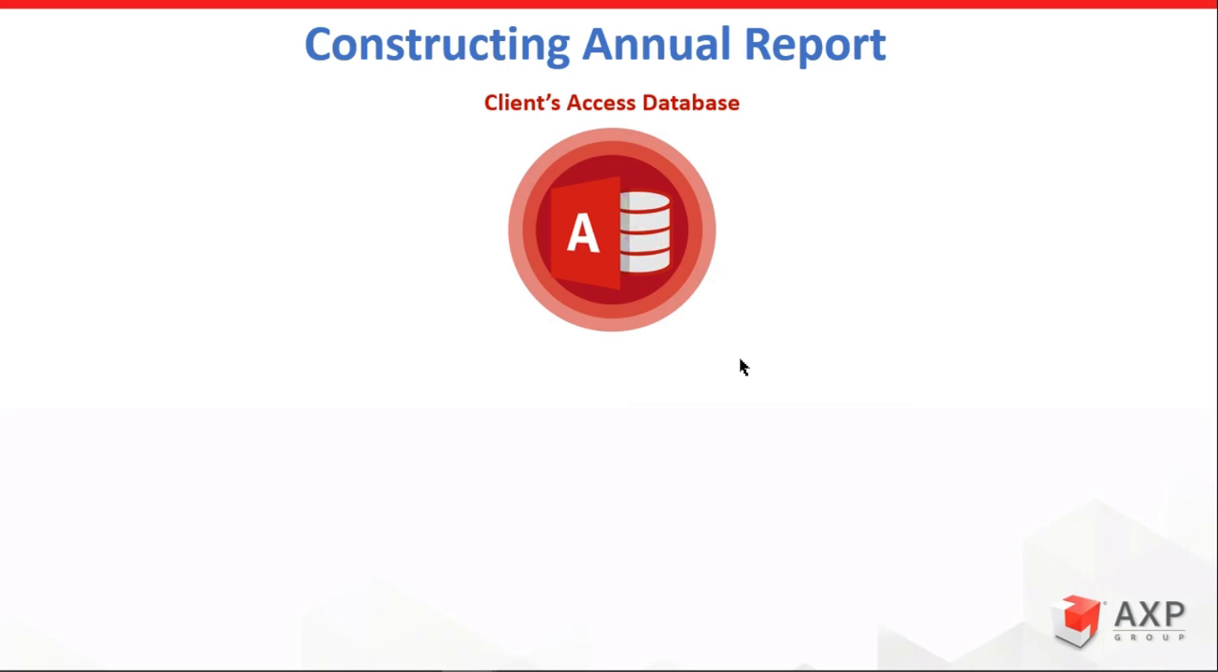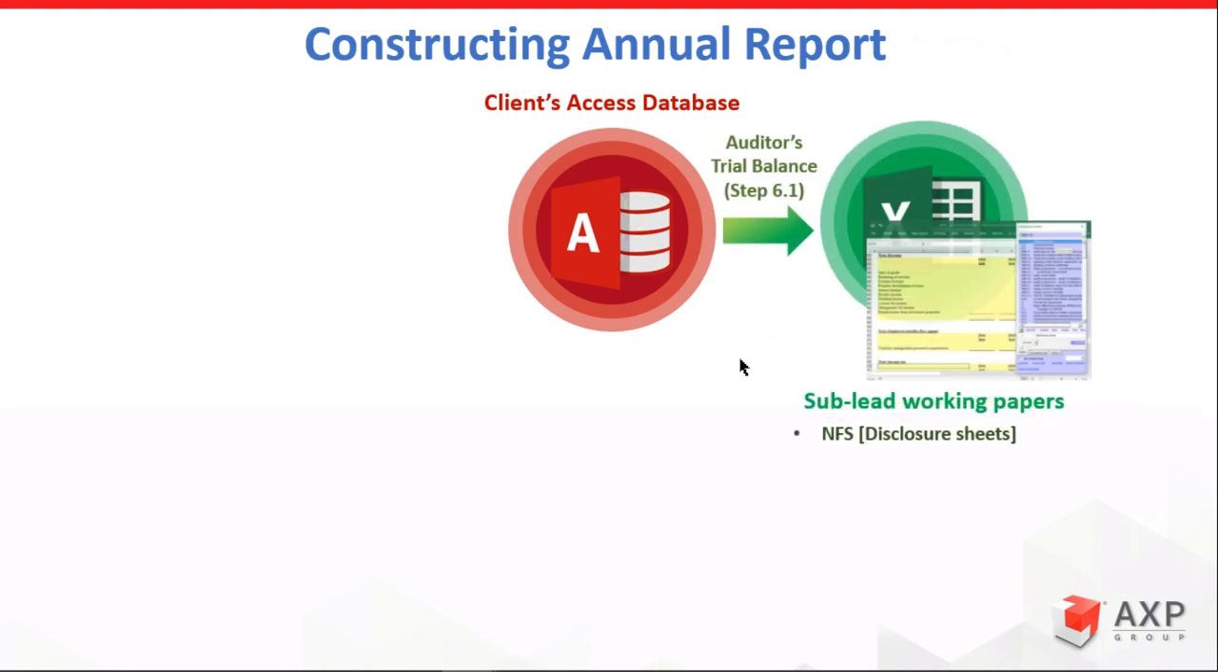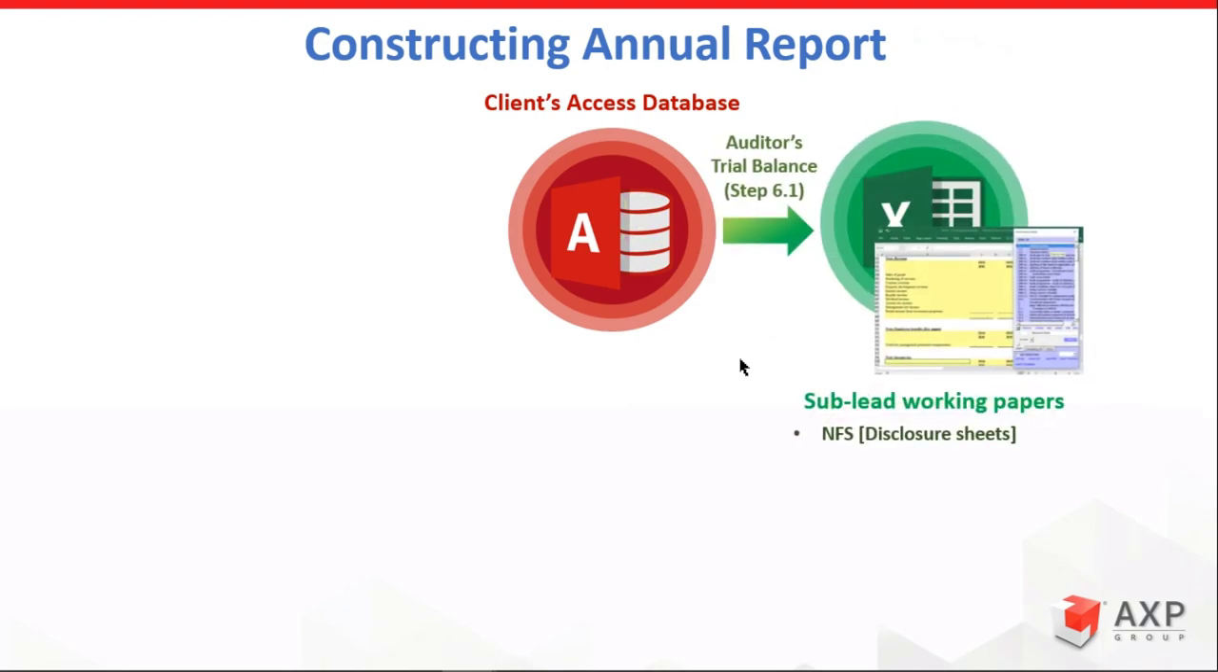Once you have this client database, from here, remember we will do the copy and paste TB, account grouping, and then we will do what? Set the materiality level, do the analytical review, generate your audit program. Okay, and we will do step 5, get the balance from the planning, and then we will move on to this auditor trial balance where you can create this sub-schedule, the sub-lead working paper.